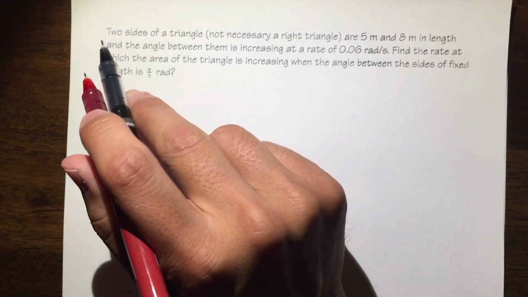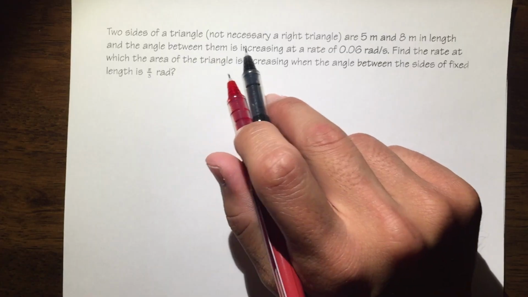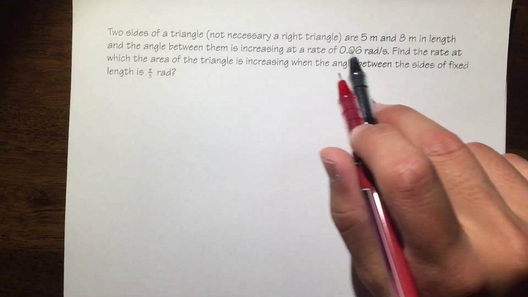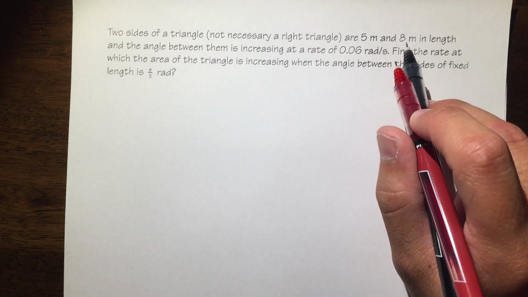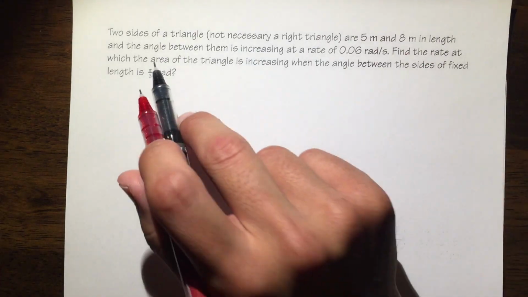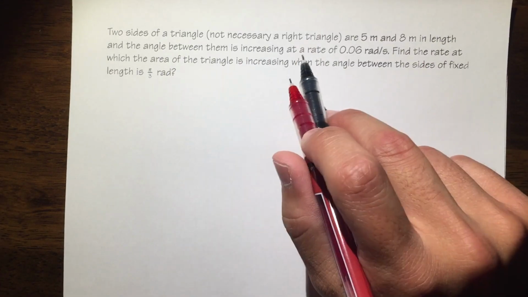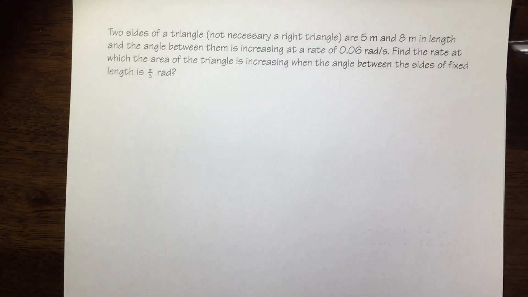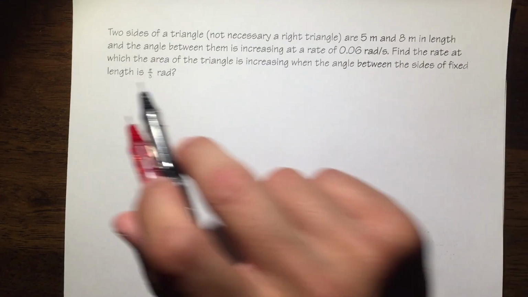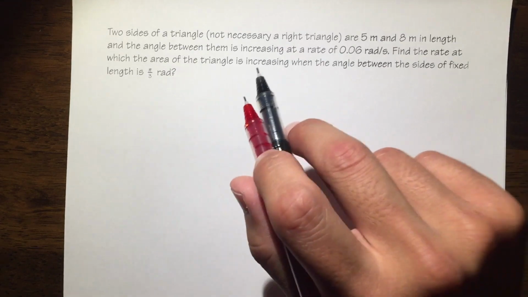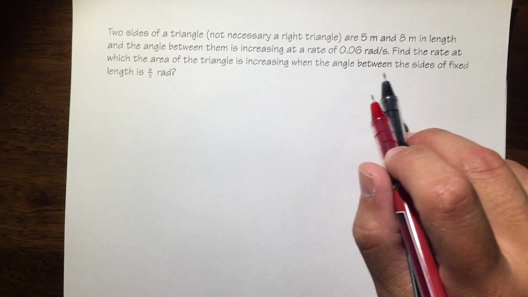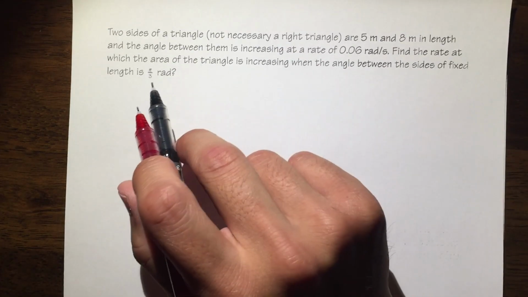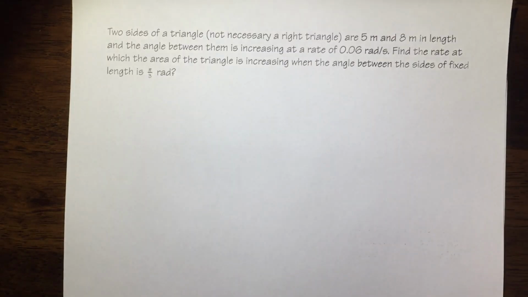Okay, another related rates question. Here we have 2 sides of a triangle, and it doesn't have to be a right triangle. 2 sides are 5 meters and 8 meters in length, and the angle between them is increasing at a rate of 0.06 radians per second. We would like to know the rate at which the area of the triangle is increasing when the angle between the fixed sides is pi over 3 radians.